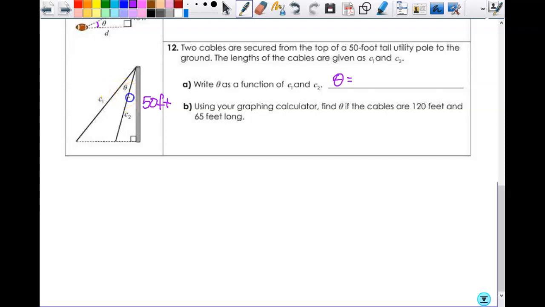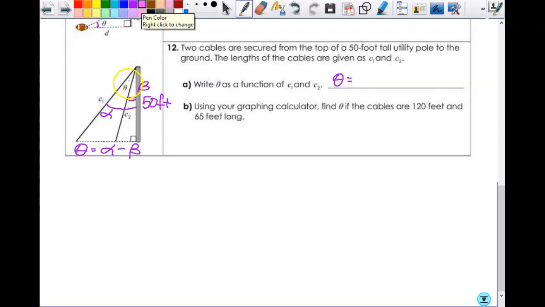Instead, can I find this angle here? Yeah, and can I find this one? Yes. So if I call this one alpha and this one beta, then the angle I actually want, which is theta, is going to be alpha minus beta. I can't leave it that way because it doesn't say just write an equation for theta. It says in terms of C1 and C2. So now I've got to make those equations.